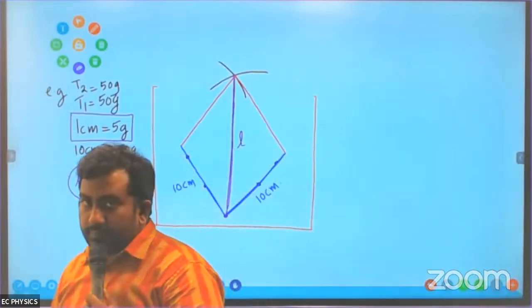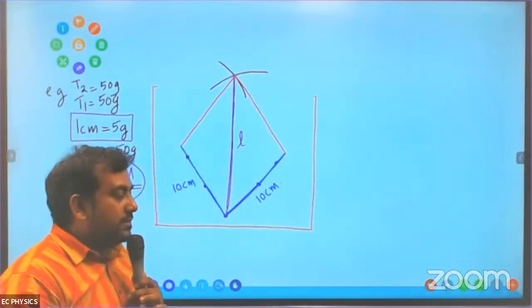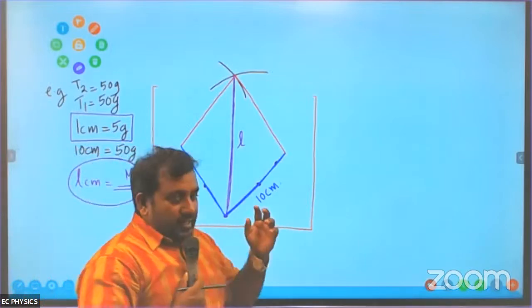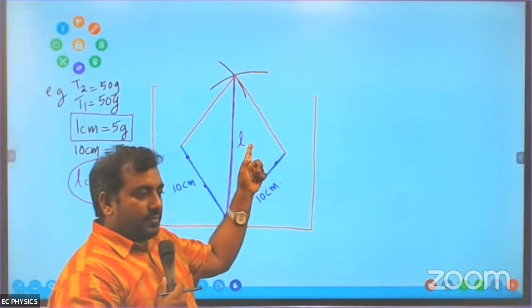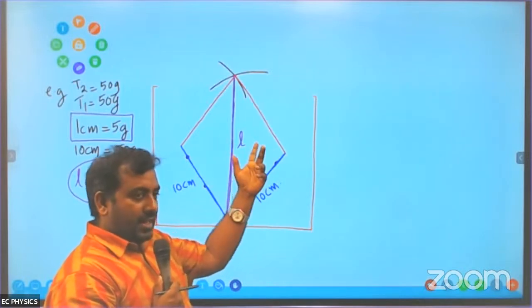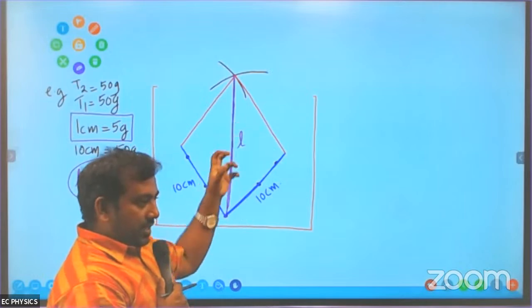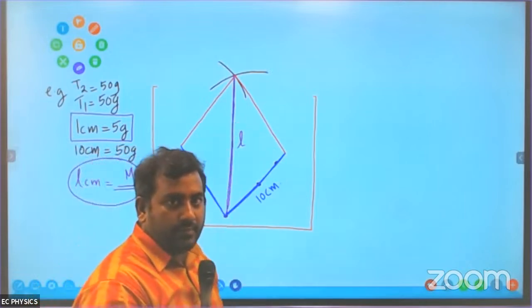So practically it's simple. Once you draw the parallelogram and measure the diagonal, the length will give you the unknown weight.